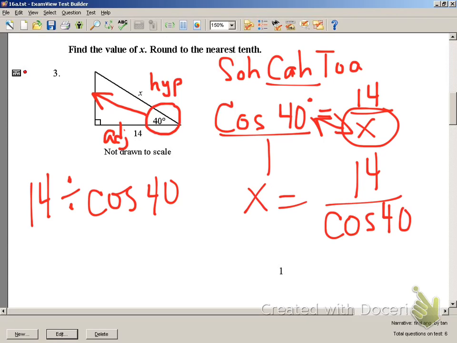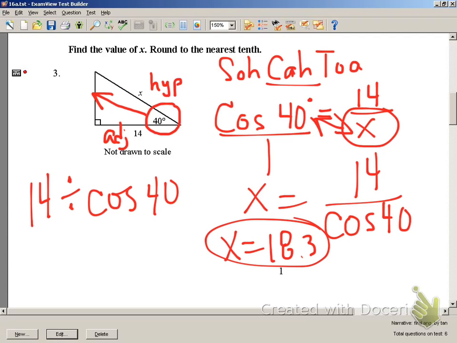There is a cosine button. It's COS. There's a sine button. Y'all call it sin. It's sine. So 14 divided by the cosine of 40 gives me 18.3, rounded to the nearest tenth.